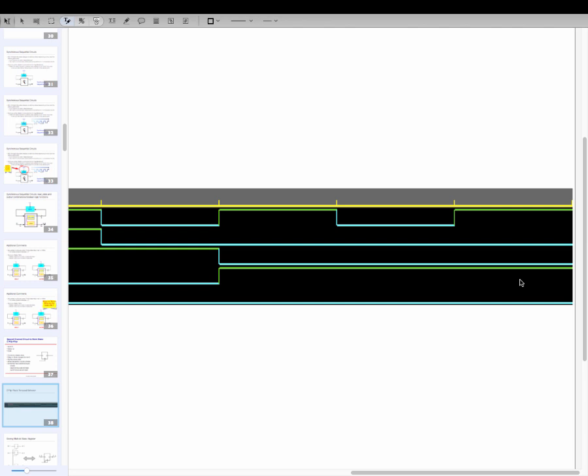Is this only for the rising clock edge? This is for the rising. See, in this case, nothing is happening at the falling clock edge. There can be flip-flops which are sensitive to the down-going edge. The only difference you would see is in the symbol. It's not just a triangle. There's going to be a bubble also there, which indicates inverted.